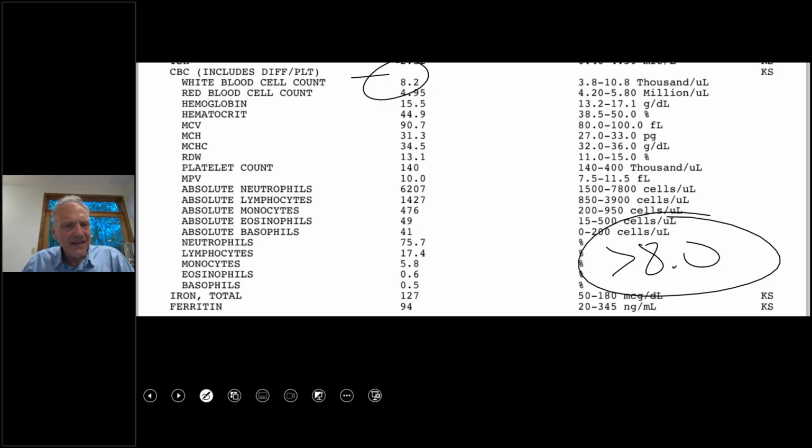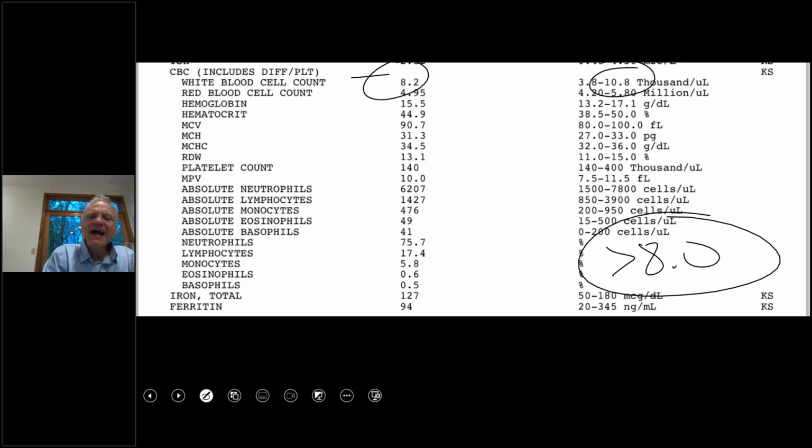Now, does it mean absolute infection? No. It highly suggests an infection, but other things can do that too. Autoimmune can do that. Cancer can do that. A lady being pregnant can do that. So there's other things that can do it, but the most common cause of a white blood cell count at 8 and above is an infection. Well, guess what? The medical doctor doesn't even look at it until it's 10.8, right?